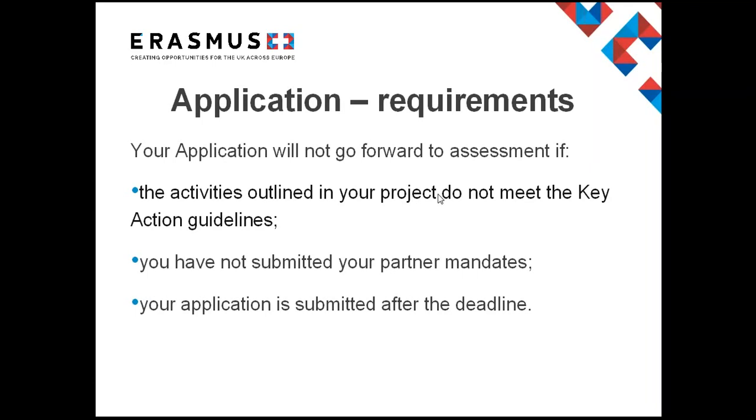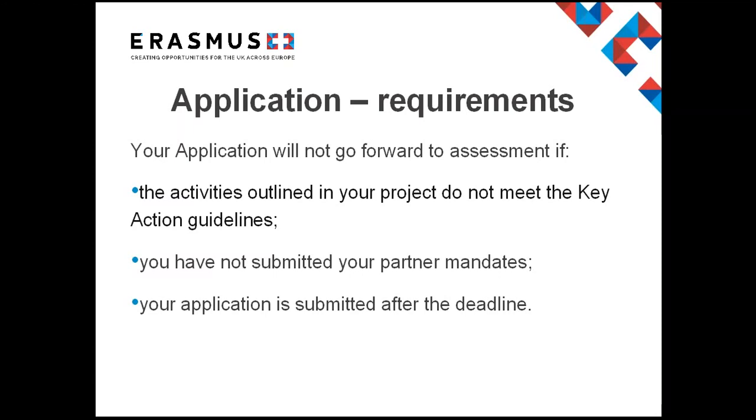Once we have received your application, we do some preliminary checks on your application. Your application will not go forward to assessment if your start and end date as well as the project duration are not in line with the criteria specified in the program guide. Please see page 69. Your activities are not eligible under Key Action 1 Adult Education. You have not annexed your partner mandates, consortium or others. Or you submit your application after 11 a.m.